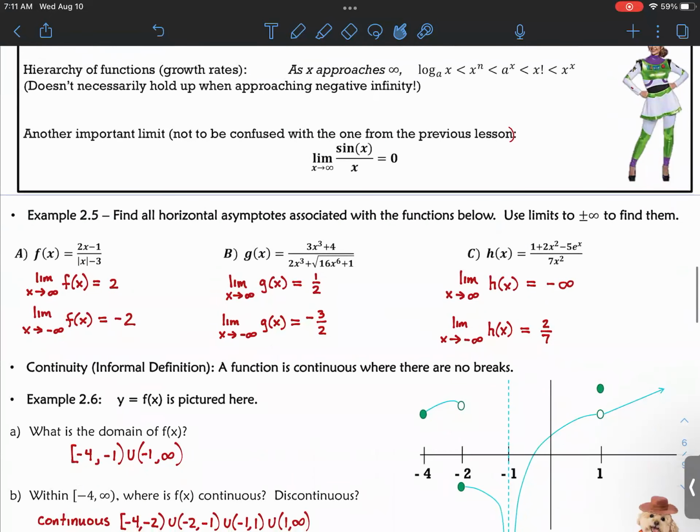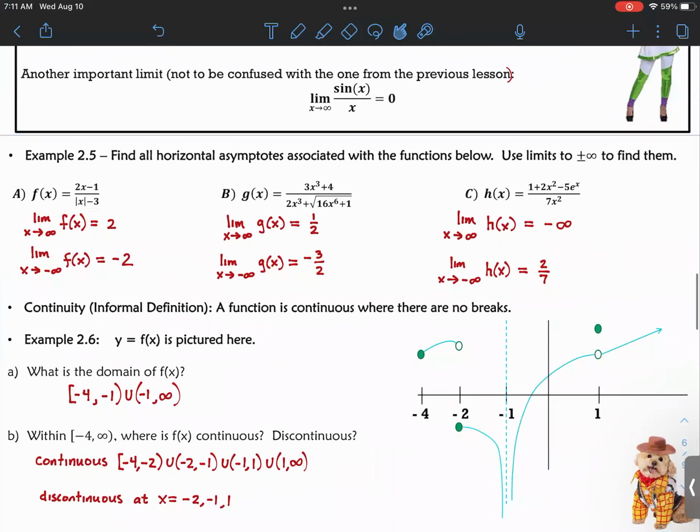Okay, example 2.5. Here we see some slightly more complicated functions, and you're tasked with finding any horizontal asymptotes. And again, the strategy for horizontal asymptotes in this class is always just automatically set up limits, but you want to check both infinity and negative infinity. All right.